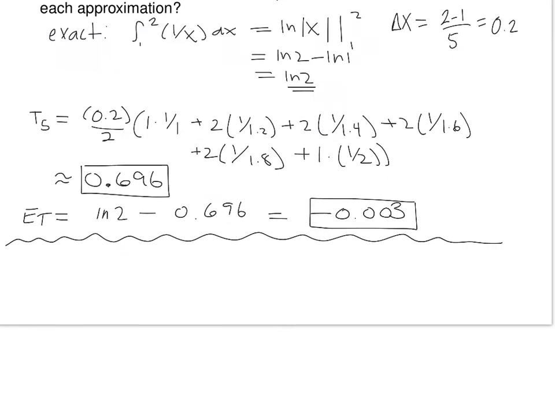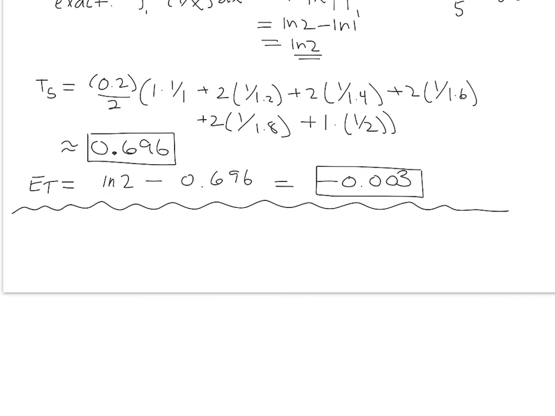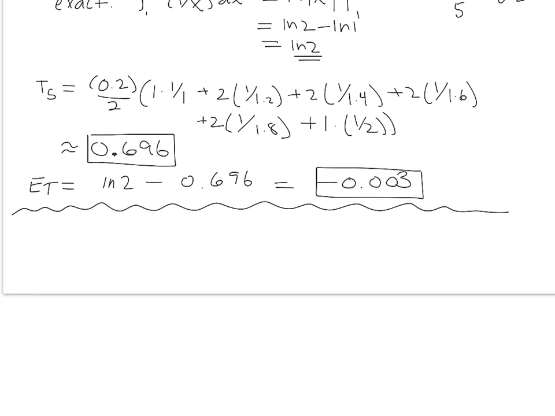Now the midpoint rule. So first of all, what are the midpoints? For me, a picture really helps this. So I have 1 and I have 2. 1.2, 1.4, 1.6, 1.8. Those are the endpoints of my major intervals. Halfway between 1 and 1.2 is 1.1. And then halfway between 1.2 and 1.4 is 1.3.